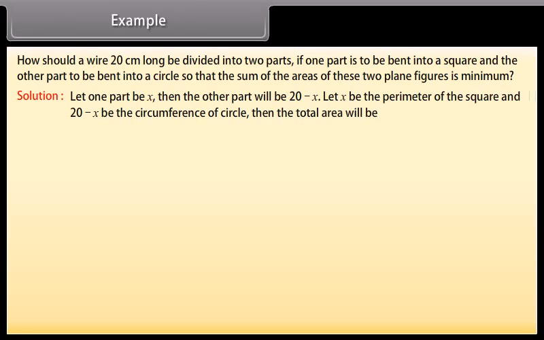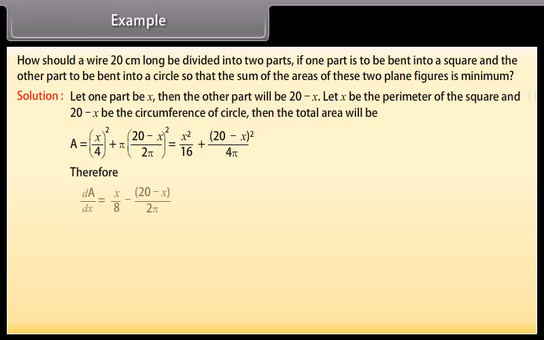Let x be the perimeter of the square and 20 minus x be the circumference of the circle. Then the total area will be A = (x/4)² + π((20 − x)/(2π))², which equals x²/16 + (20 − x)²/(4π). Therefore, dA/dx = x/8 − (20 − x)/(2π).